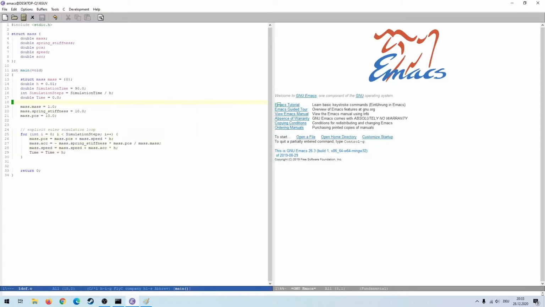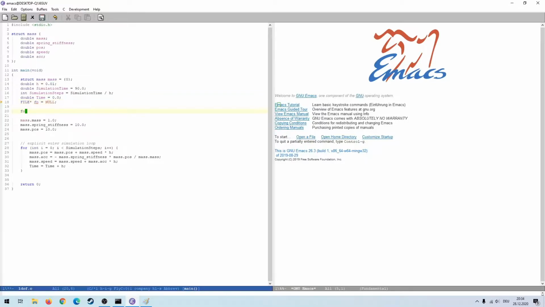The easiest way to have a look at our results is to write them to a file. So let's create a file pointer and let's open a file. I am using Windows, that's why I'm using fopens. And let's call our file data.temp. And we're going to write to it. What the W actually does is it creates a file if there's no file present, and if there's a file already present, then it deletes the file and just starts a new file with the same name.